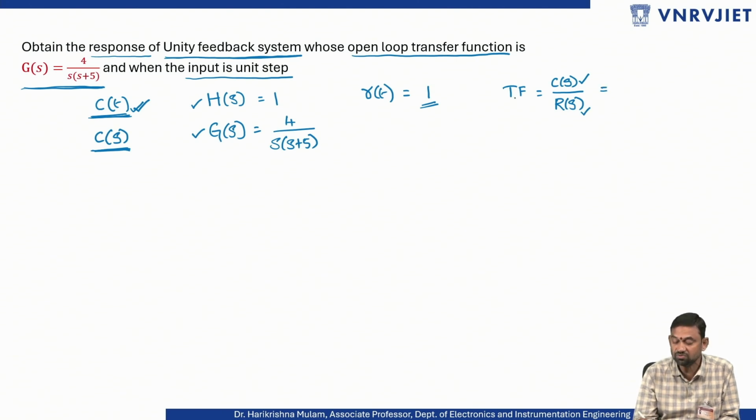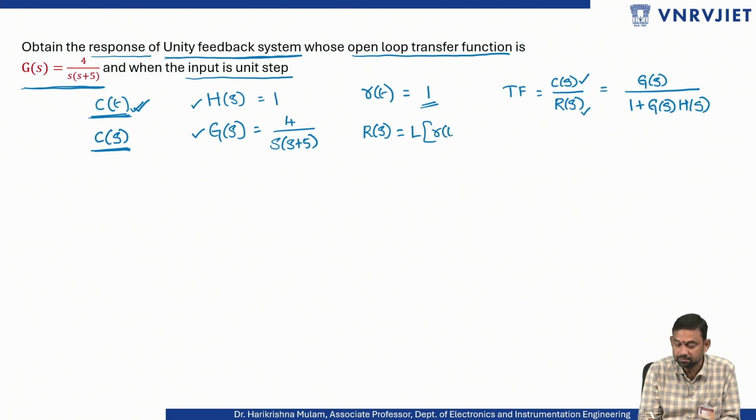The closed loop transfer function in terms of the open loop transfer function and feedback transfer function is given by the formula G(s) / (1 + G(s)H(s)). In this expression we need R(s) also. We know R(t) is equal to 1, therefore R(s), the Laplace transform of R(t), that is the Laplace transform of 1, is equal to 1/s.